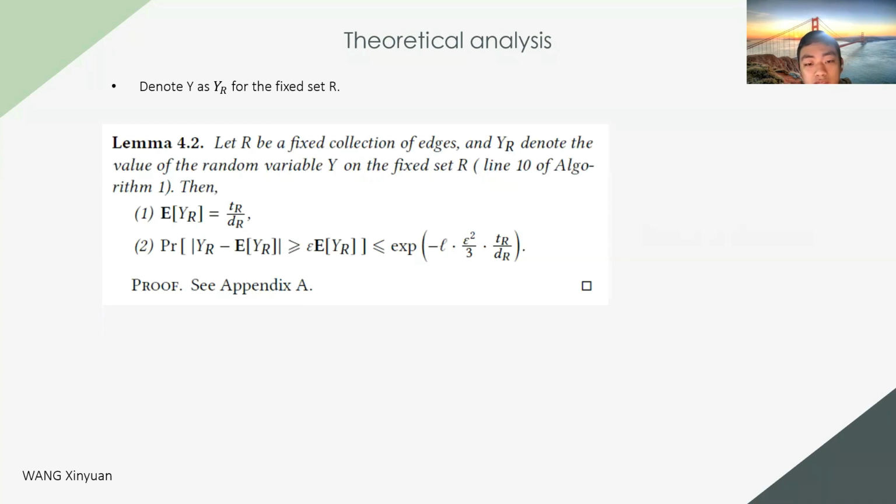For a fixed edge set R, we denote the variable y in the turn step in the algorithm as yR, and we know that y is the average value of the yi's in the algorithm. Therefore, we have the following properties for the variable yR, whose expectation is TR over dR. And with TR over dR, we can compute the correct count of triangles. And the second equation shows us that with high probability, yR is around its expectation TR over dR tightly.